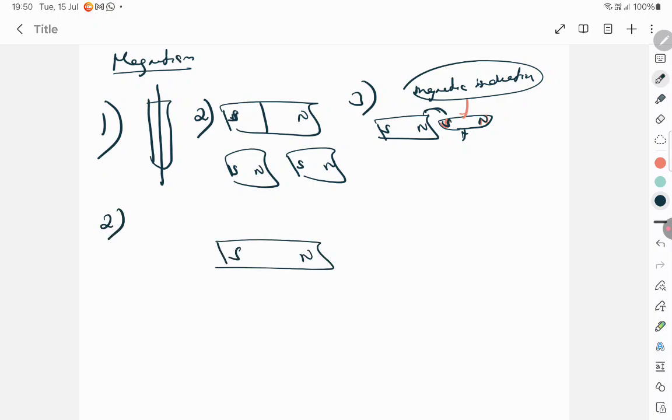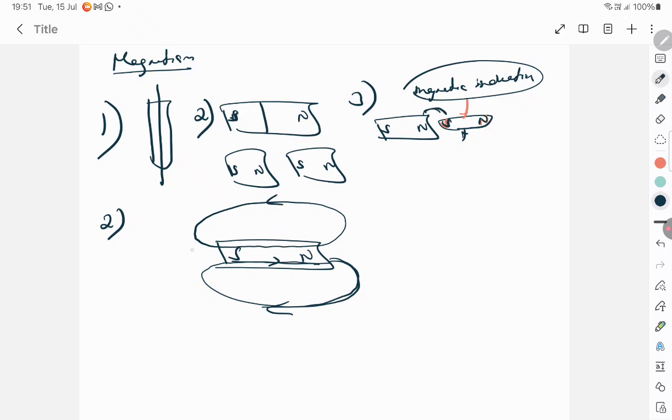Here, this is the north pole and this is the south pole. Outside the bar magnet, the field goes from north to south. Within the bar magnet, it goes from south to north. Thereby, what's happening is, within the bar magnet it goes like this, and then it goes like this, and so within the bar magnet it's a uniform magnetic field.